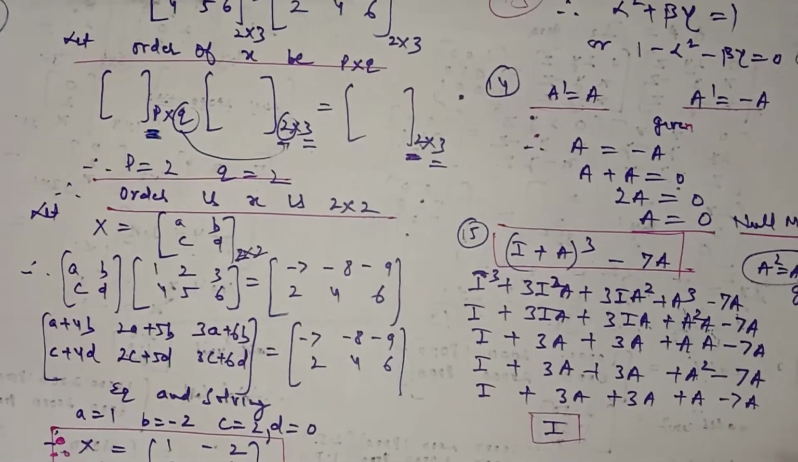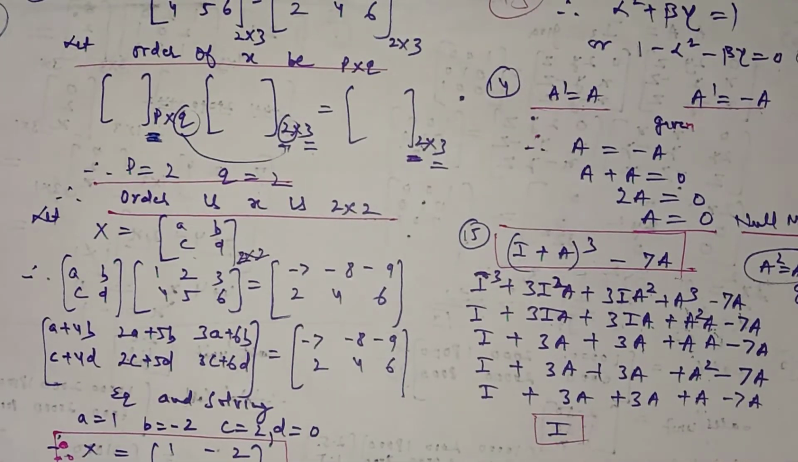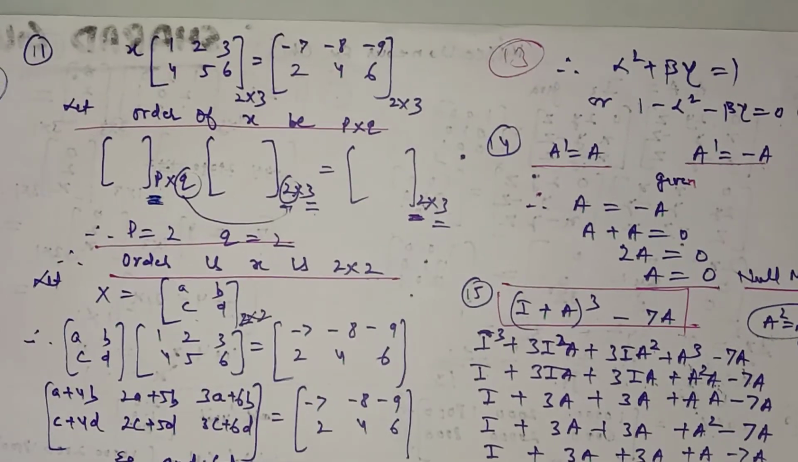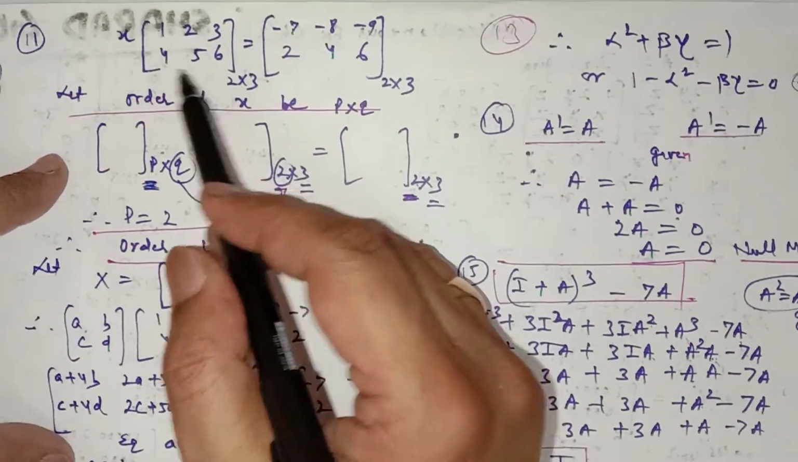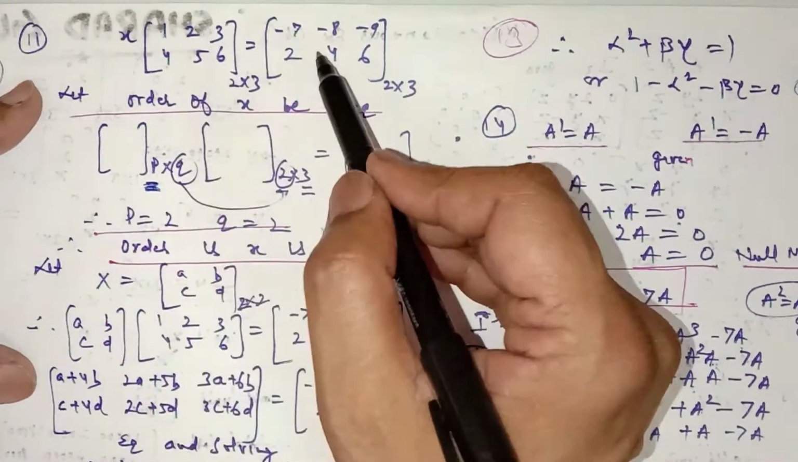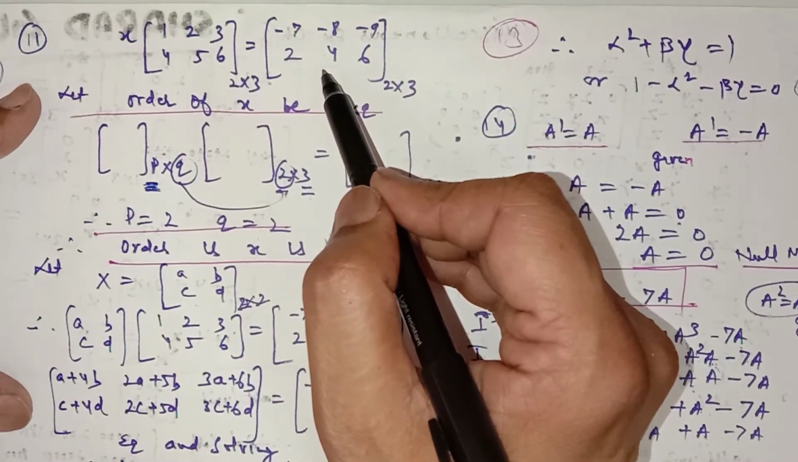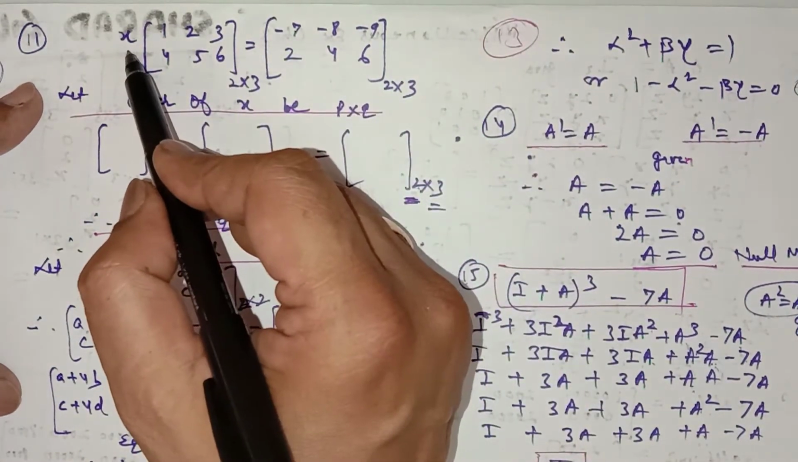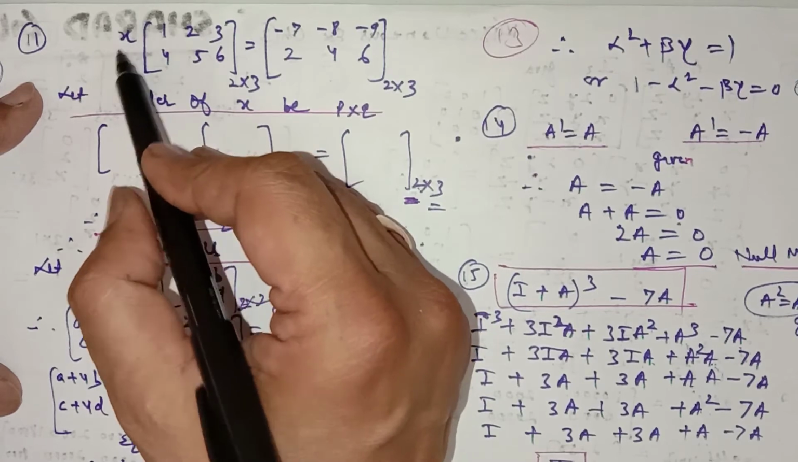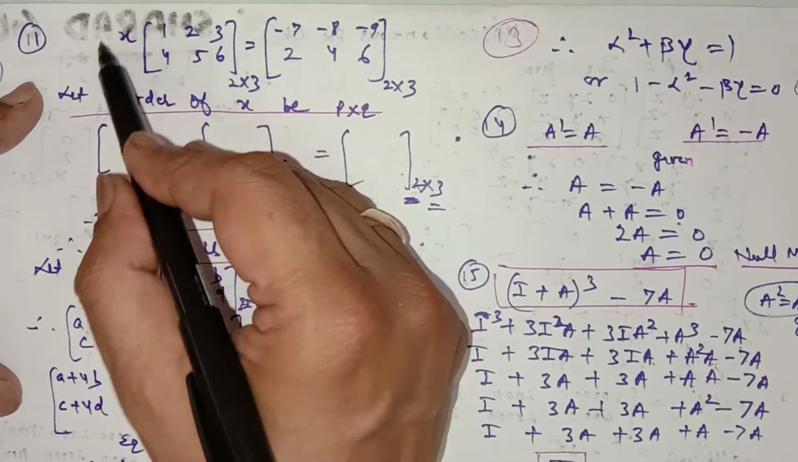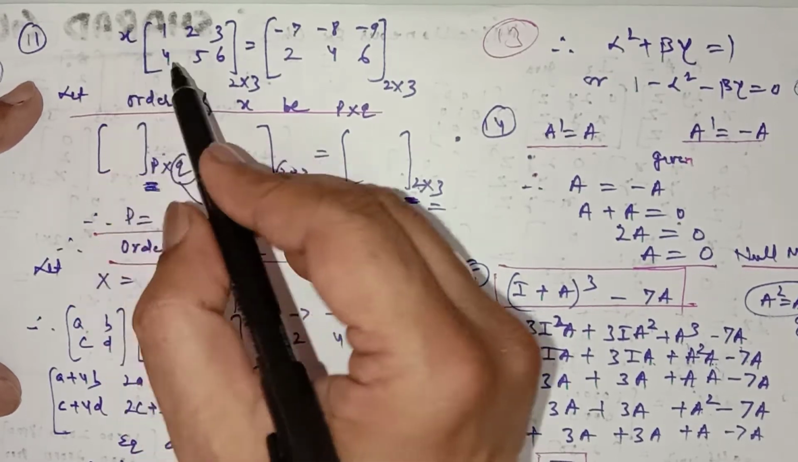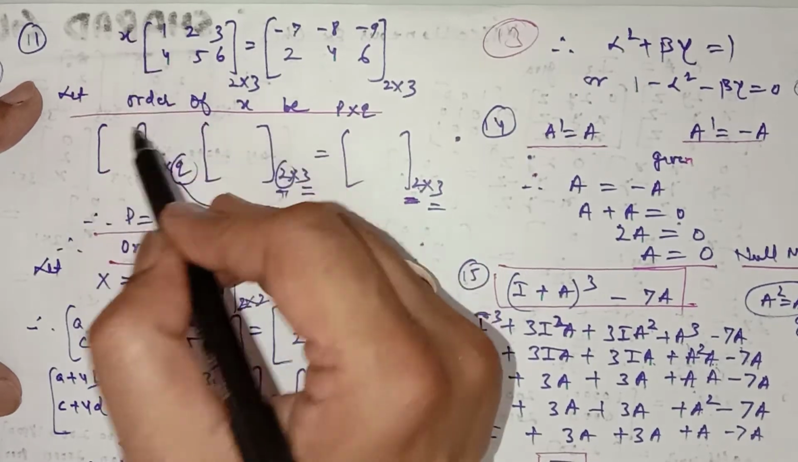Now question number 11 is very important. See it very carefully. It is given that the product of these two matrices is equal to this matrix. You have to find the matrix X. Now how can you find this matrix X? First of all, we find the order of this matrix X.